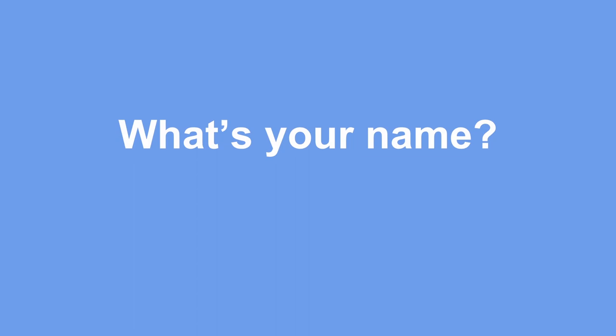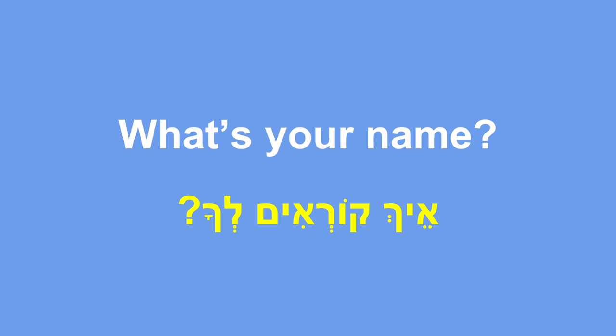The next question word will be the question word ech. How? Ech. How? To practice this question word, we're going to exercise on how to say what's your name. This is the more casual expression that we're using when we're asking a person, what's your name? Ech kor'im lecha. What's your name? Literally, it means how they call you.